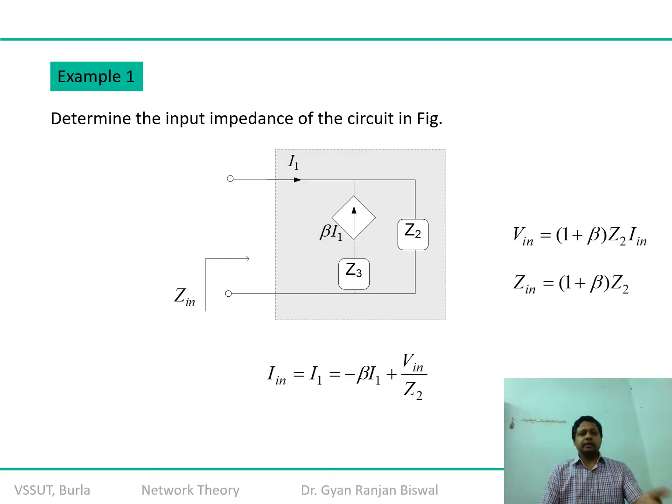So for example, in this example, you are going to work out the input impedance of this particular dependent network, because you have one dependent source. As you can notice, you have a single port. Let us assume this port is 1 dash. This is 1 and this is 1 dash, you can assume.